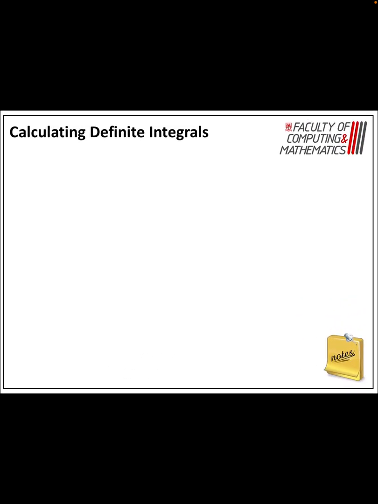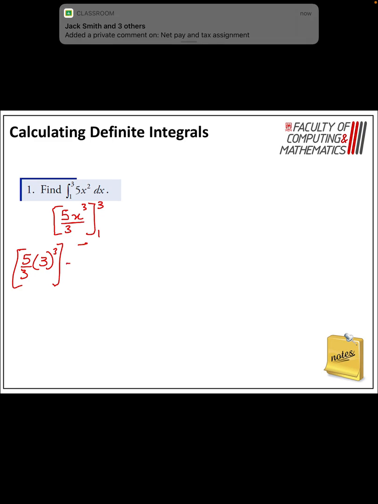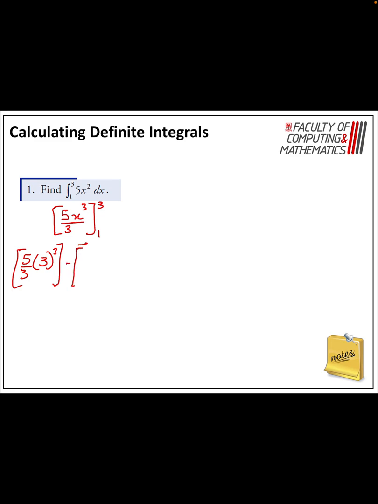Okay, so calculating definite integrals. I've got 5x squared, so the first thing I'm going to do is integrate, putting it in square brackets because I know I've integrated and I don't want to see that integral sign. So I'll get x cubed, add 1 to the power and divide by the new power. Then my limits go in here. There's my upper limit, there's my lower limit. I substitute both of these in. So I've got 5 over 3, substitute in your 3, and then substitute in your 1.